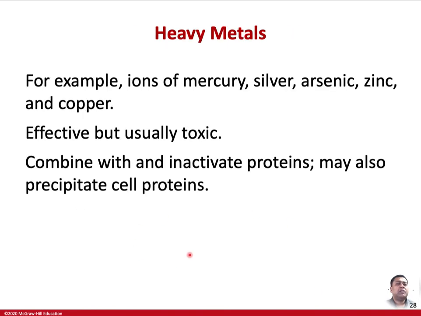So the next one is heavy metals, and these are the ions of mercury, silver, arsenic, zinc, and copper. Although historically many of these heavy metals were routinely used, the usage of these heavy metals is coming down. They're effective but usually toxic, and that's the reason that we do not use them anymore.